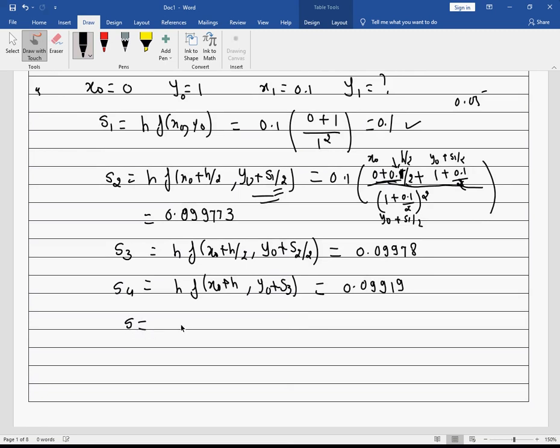Now I would like to have S. So that will be S1 plus 2 times S2 plus 2 times S3 plus S4, divided by 6. Now calculate S and let me know this value.